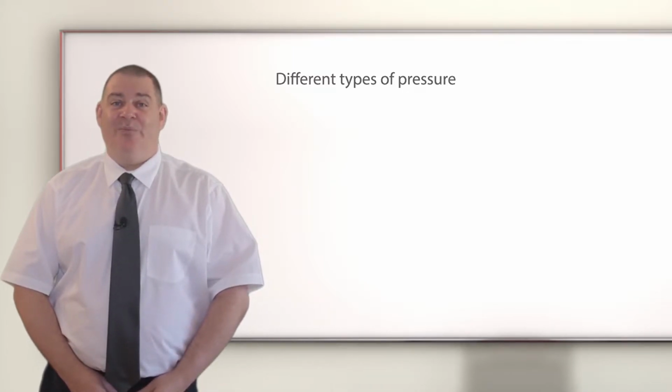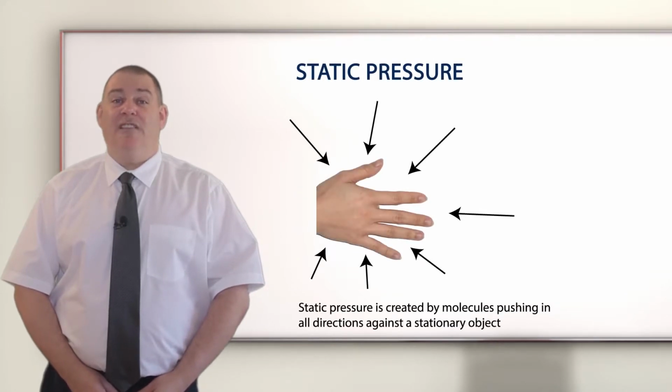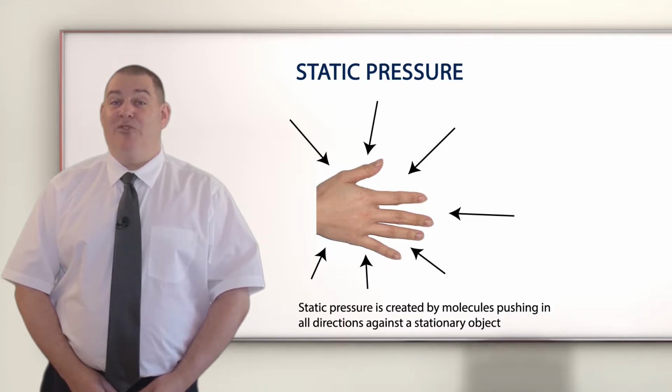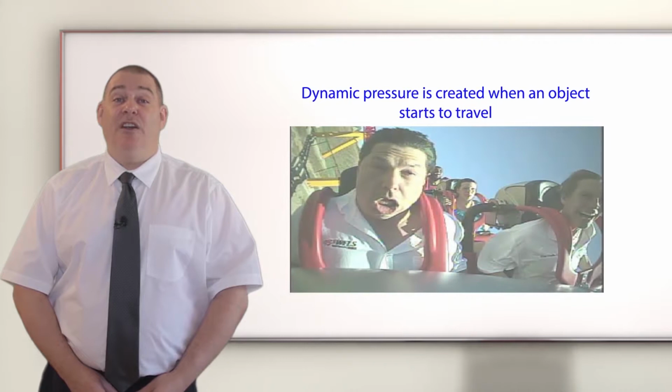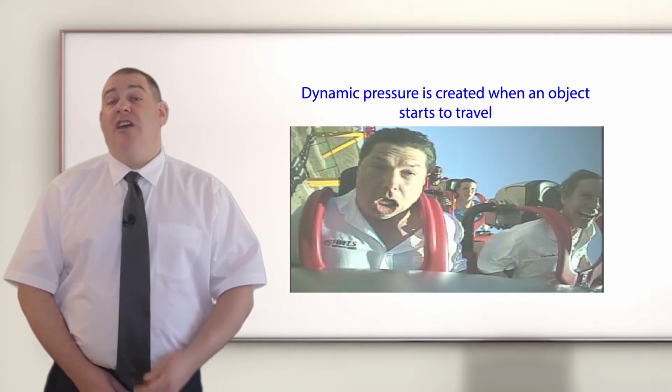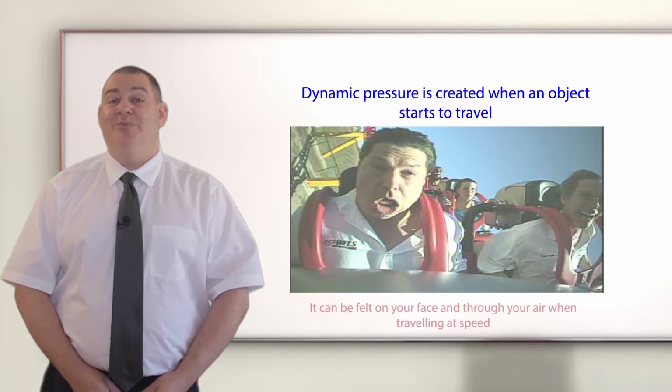Static pressure is created by molecules pushing against a stationary object. If the object were to start to move, there would be a reduction in the molecules pushing against the object. There is another type of pressure called dynamic pressure. This pressure is created when an object starts to travel.